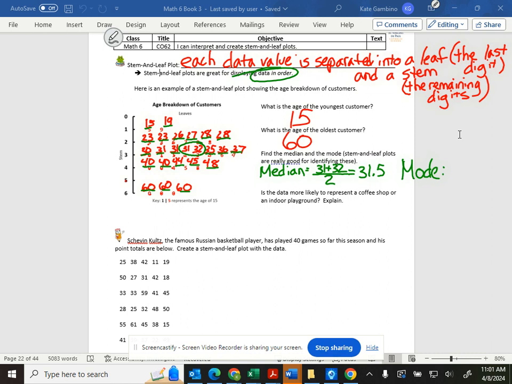31. 31 has 1, 2, 3, and 60 has 1, 2, 3. Remember with our mode, we can have more than one mode. If there's a tie, it is okay. We cannot have a tie for our median. You cannot put two numbers to be the middle. That's why we had to add them and divide by 2. We had to find the mean of those numbers. But our mode can have a tie.